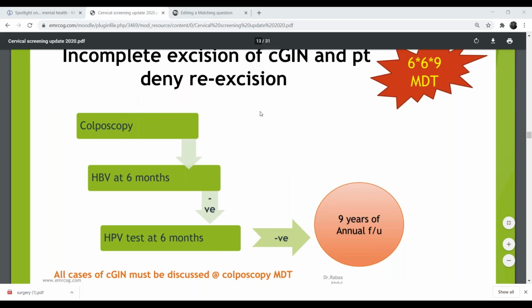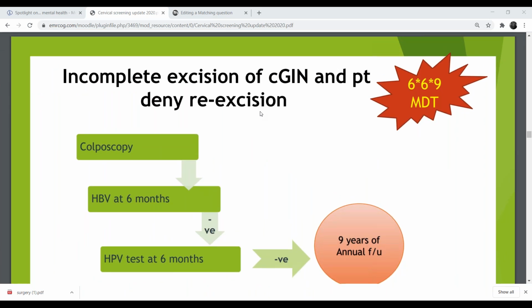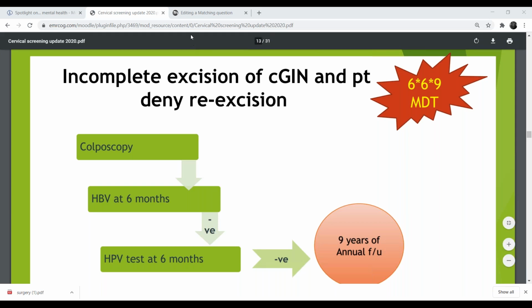What happens in the special cases is the patient denies re-excision. So you will have one of the possible scenarios of your exam. Patient had incomplete excision margin of the CGIN and she denied re-excision. Remember, for the one who has had the re-excision, we have said we will follow up for 10 years. Okay, so now, denied re-excision. We will call her 6 months after to repeat HPV.